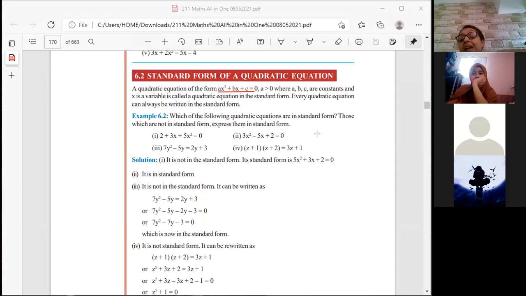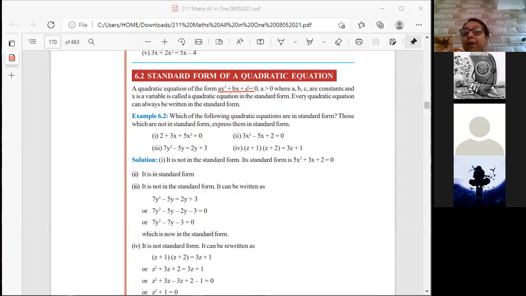Now, when I say ax square, that means I know the degree has to be 2. Then I should have the same variable. If I have x here, I have to have x with b. And I should have a number also. Here you have to understand that a, b, and c are supposed to be constants. That means they are supposed to be numbers, while your x can be any variable. Is it very clearly understood?